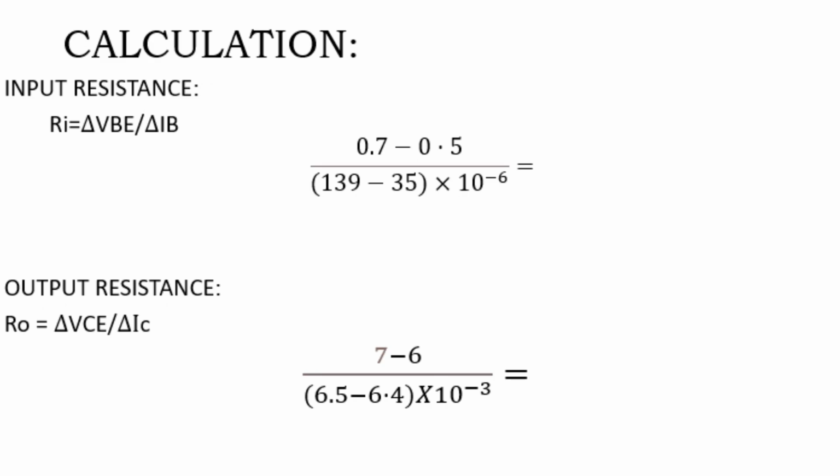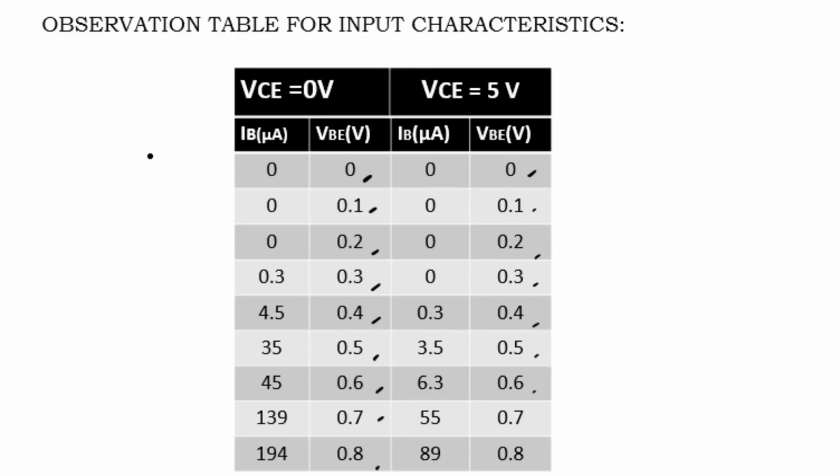input resistance is change in VBE by change in IB. If you observe the table, we consider for 0.7 volts of VBE the corresponding current is 139 microamperes. For 0.5 volts of VBE, the current is 35 microamperes. Change in voltage means 0.7 minus 0.5, by change in current, 139 microamperes minus 35 microamperes.